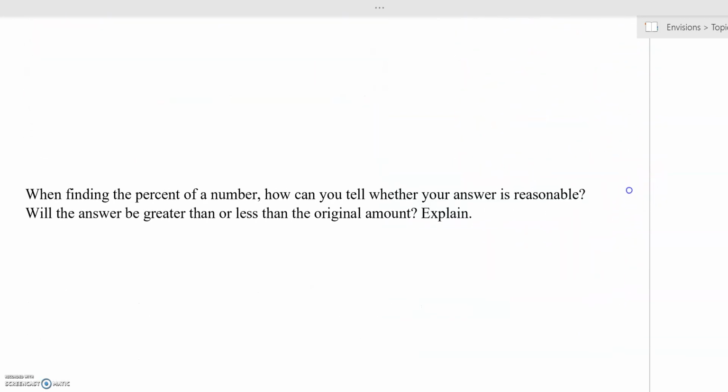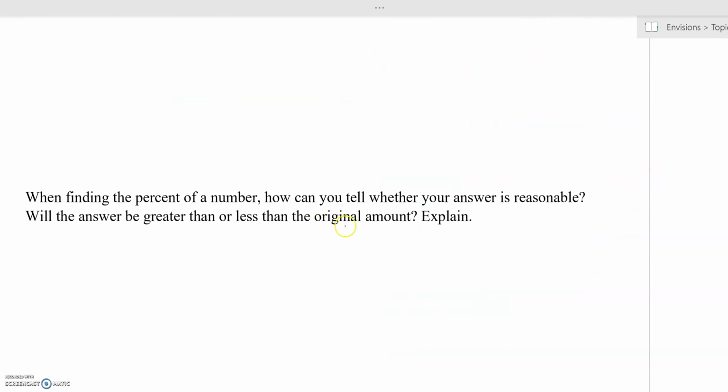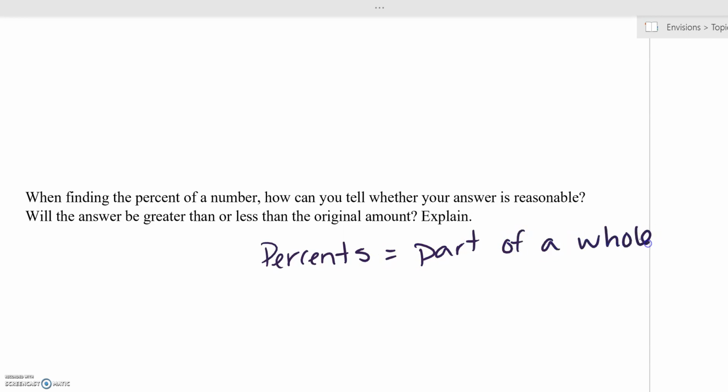All right, so it says, when finding a percent of a number, how can you tell whether your answer is reasonable? Will the answer be greater than or less than the original amount? So we need to remember, guys, that percents equal a part of a whole. Now, percents are out of 100. So 100% is our whole. So if I'm looking for something that's less than 100%, it should be less than the original amount.